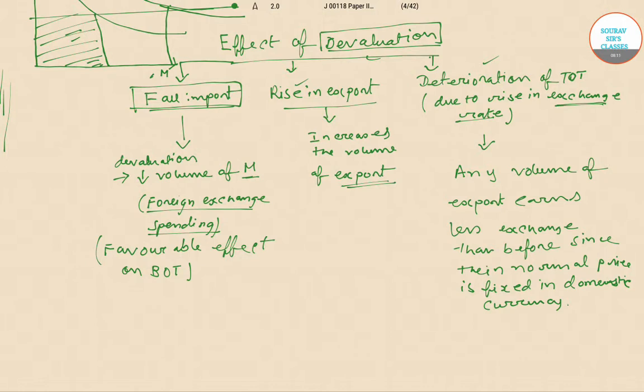So this factor has an adverse effect on BOT. So this is why we say this factor has an adverse effect on BOT. So there is deterioration of terms of trade. So we have demonstrated these three things. Now we know the net effect of devaluation on export revenue in terms of foreign currency is not clear.